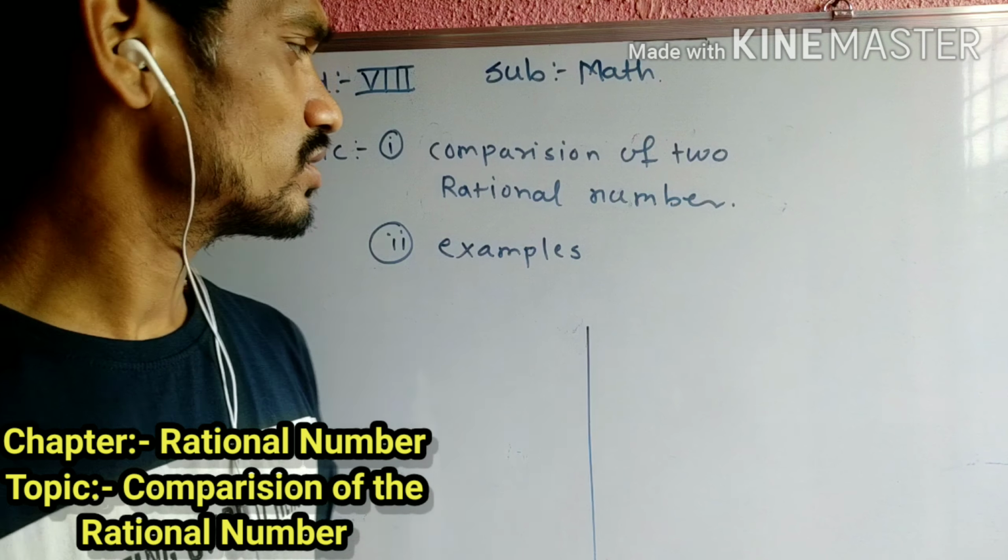First is 3 and 5. Students, which one is bigger? This is actually integers, but every integer we can write as a rational number. Suppose we have 3. 3 can be written as 3 upon 1. It means every integer is a rational. We can prove this theorem also: every integer is a rational number.